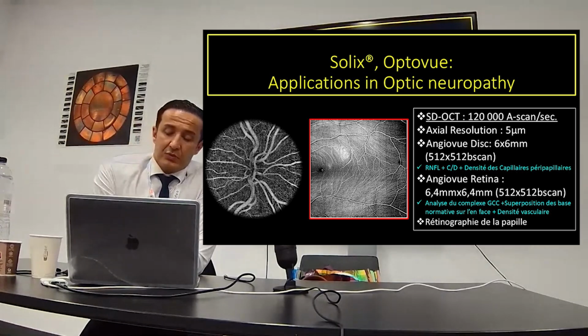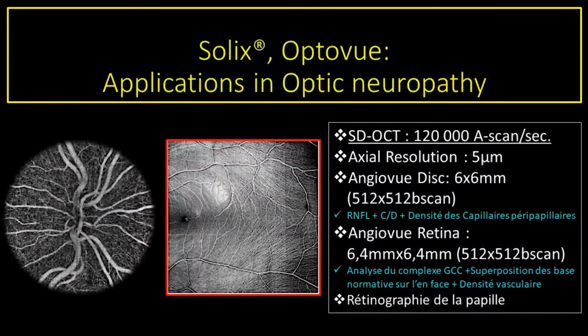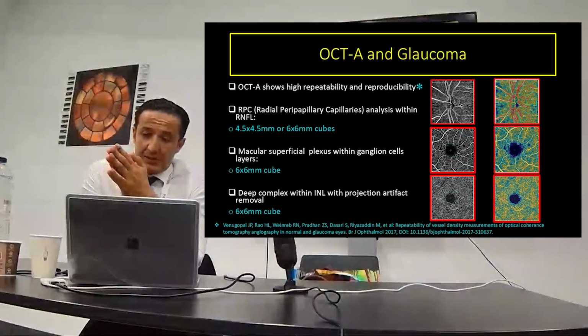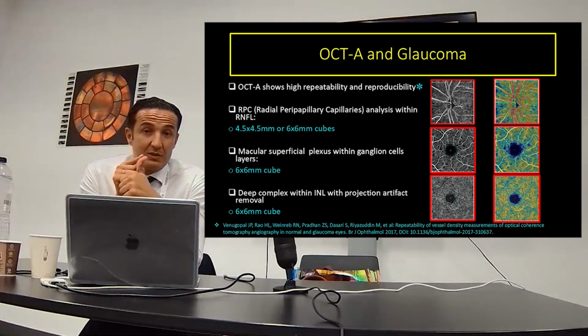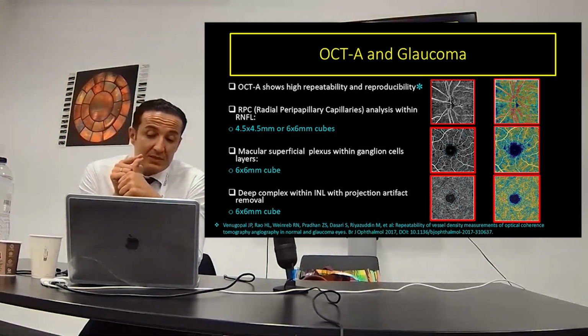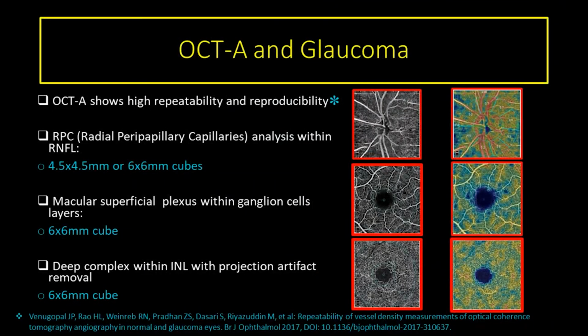Solix Optoview is the first OCT which presents a unique report combining structural OCT with RNFL, GCC, and the functional OCT with OCT angiography. We know with OCT angiography, you can quantify the radial peripapillary capillaries within the RNFL, superficial plexus within the ganglion cell layer, and deep complex within the inner nuclear layer. And we know that the nucleus of Müller cell is in the INL.